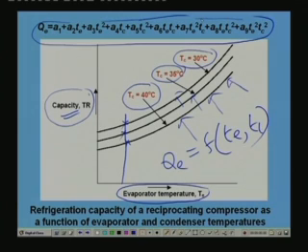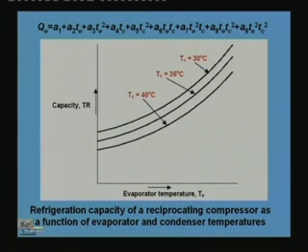And this equation involves 9 constants, and it also involves evaporator and condenser temperatures. So in order to find the constants, we have to know the data at, for example, 9 points. Let us say I take 3 points each for 3 different condenser temperatures and different evaporator temperatures. So we have a total of 9 points.